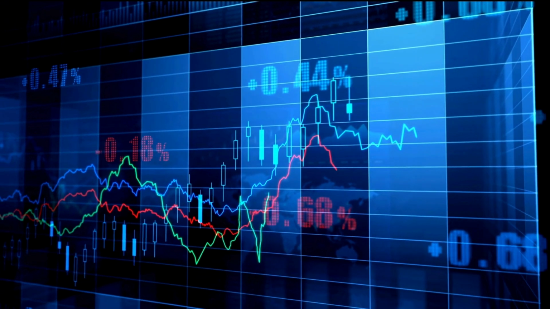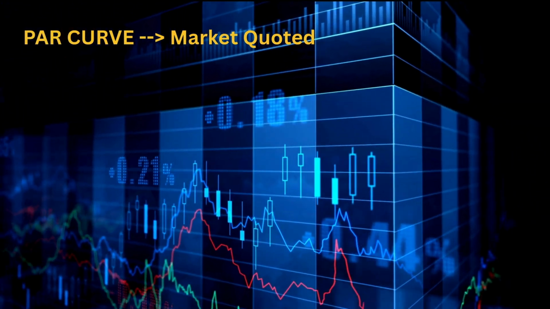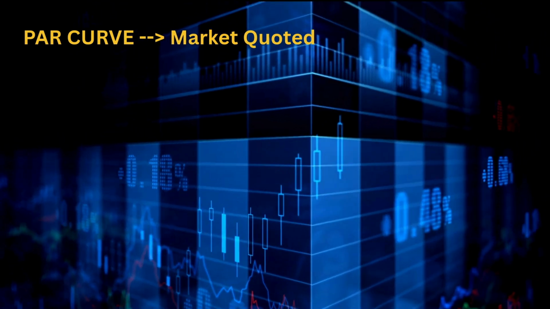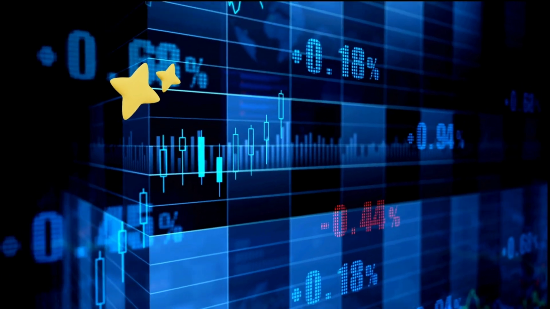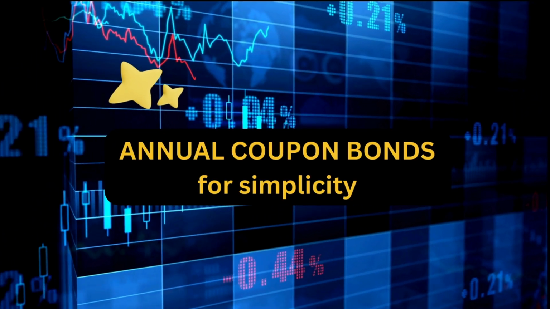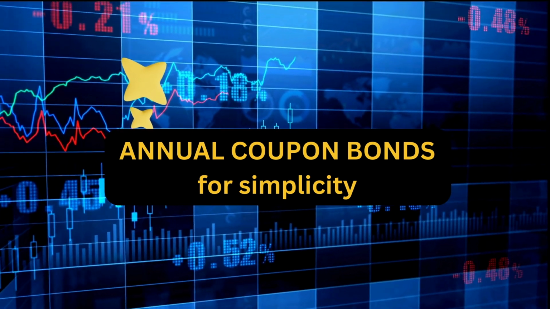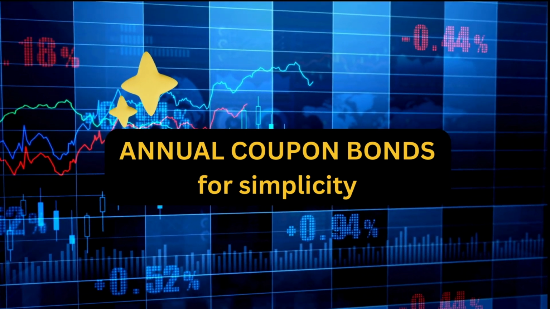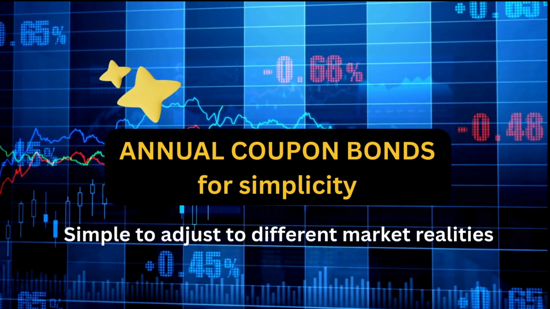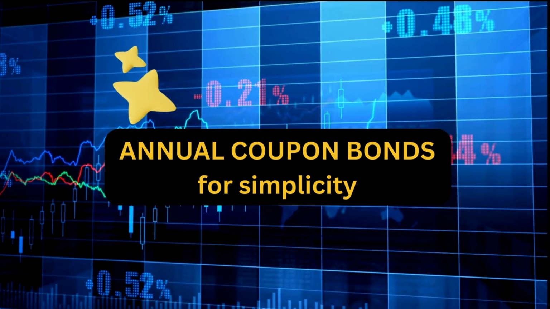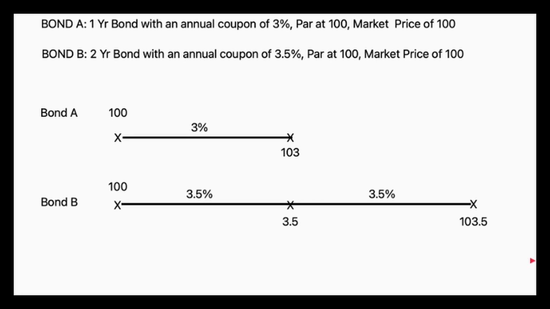Now, the par curves are market quoted and easier to observe than spot rates, which we will talk more about later. By the way, for our discussions here in our video, we will just focus on annual coupon bonds to make for less clutter, as the focus is really on the essential ideas and the big picture. You can always adjust to the actual realities of the bond market you are working on accordingly without any loss of generality.